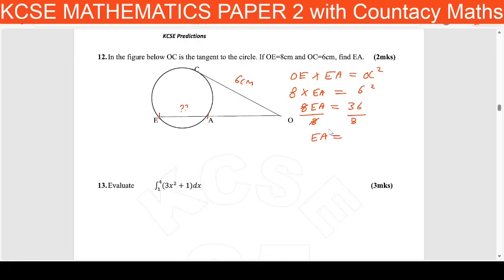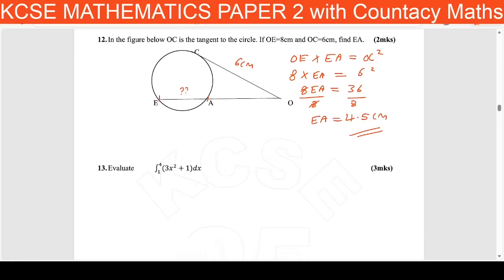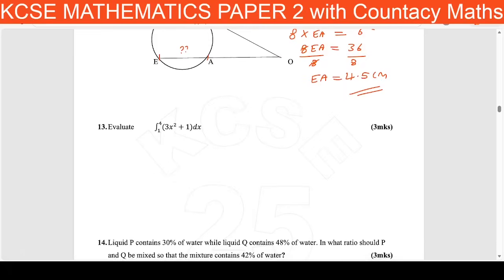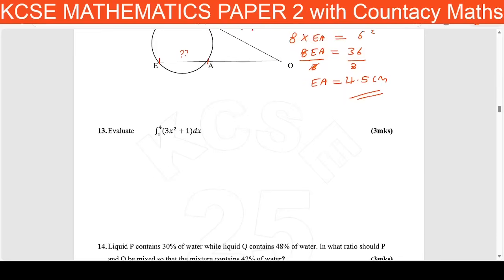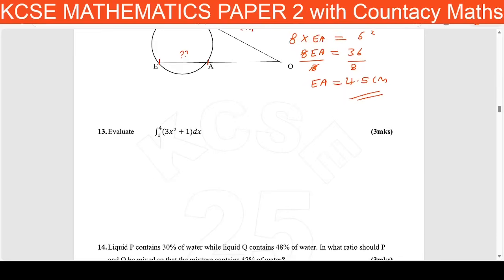That is going to give you 4.5 centimeters, and that is the required solution for that. We've not yet dealt with differentiation and integration, but I believe this is a good question to be able to revise on that topic. Let's go ahead and check it.